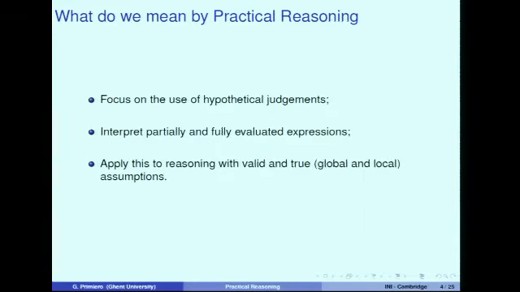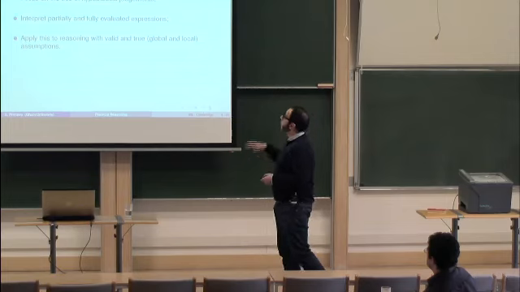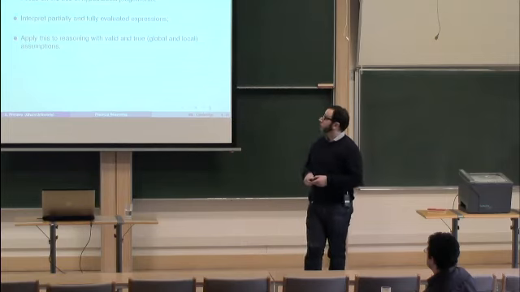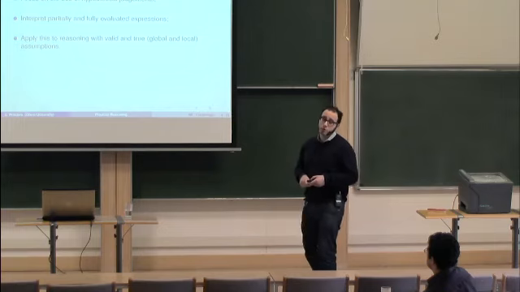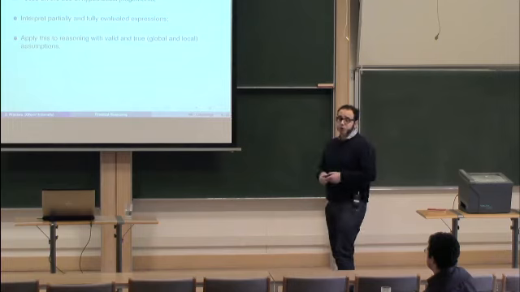So what do we mean by practical reasoning? I'm looking at forms of reasoning with hypothetical judgments, for one thing. I'm looking at the distinction between partially and fully evaluated expressions in the systems in order to keep them as much as possible apart from one another. And I'm working on the application of this distinction in natural deduction reasoning, in particular using the distinction between valid and true assumptions, or global and local assumptions. So this is what I actually mean by practical reasoning: reasoning by type systems that satisfy these ideas.